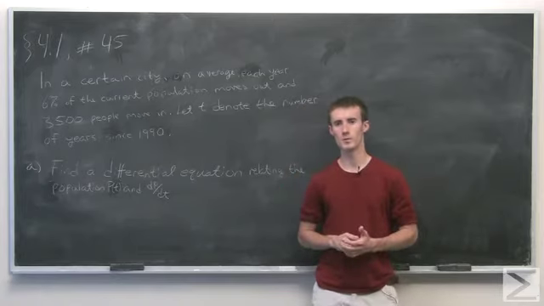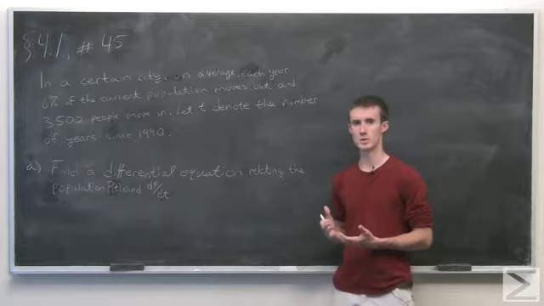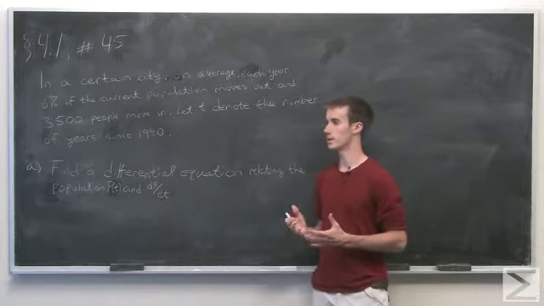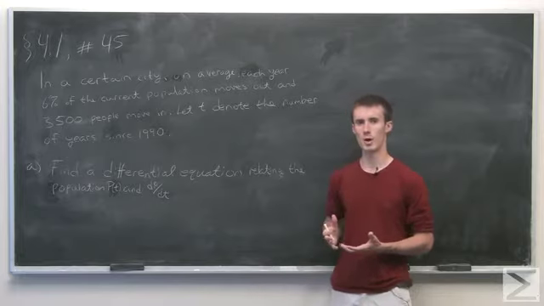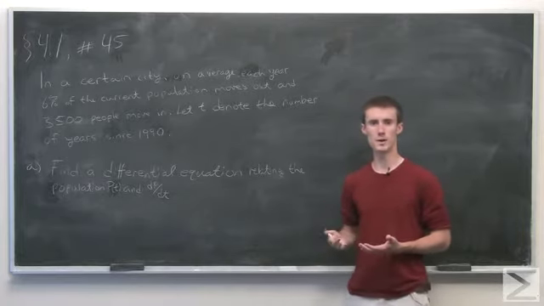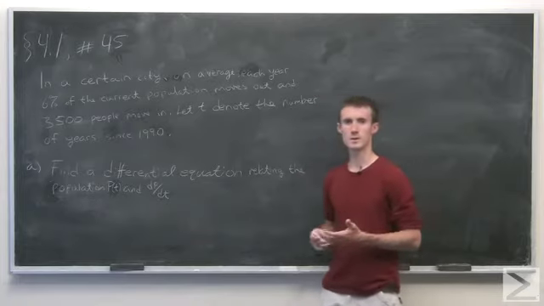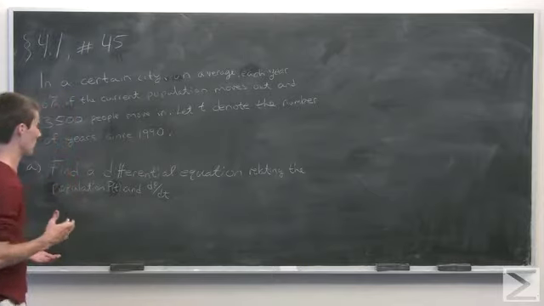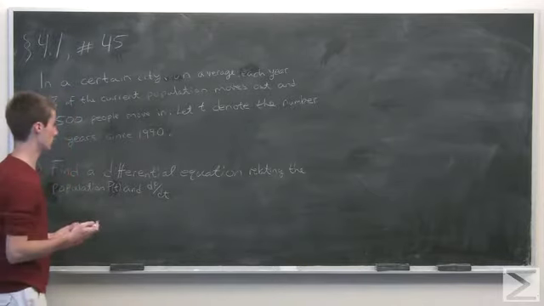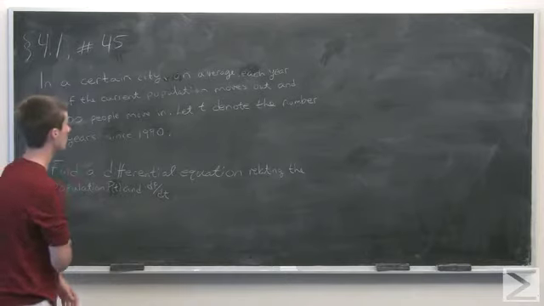In problem number 45 of section 4.1, we'll look at the population of a certain city, in which they find that each year, on average, about 6% of the current population moves out and about 3,500 people move in. Now, part A asks us to set up a differential equation that relates the population, call it P of t, as a function of t, and the rate of change of the population with respect to time.